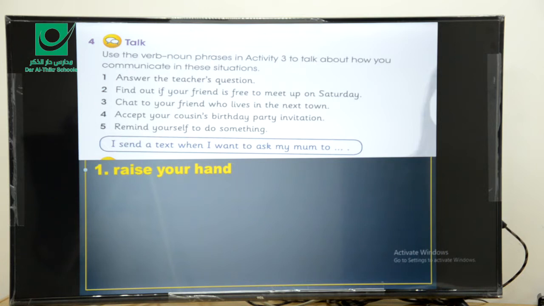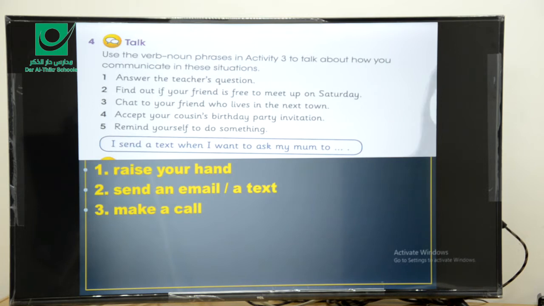Situation number 2. If you want to find out if your friend is free to meet up on Saturday, you need to send an email or send a text. Number 3, if you want to chat to your friend who lives in the next town, you can make a call. Of course, even in number 2 you can say make a call, and even in number 3 you can say send a text message or send an email.